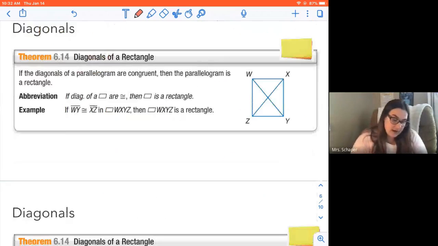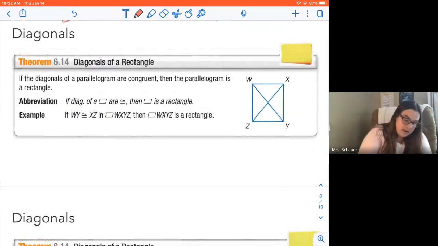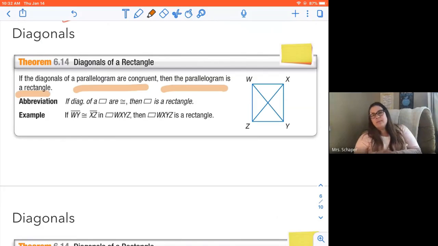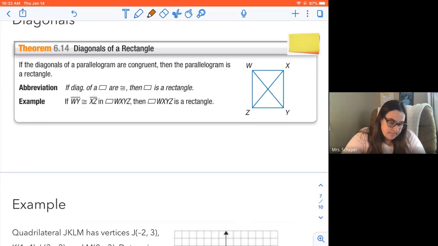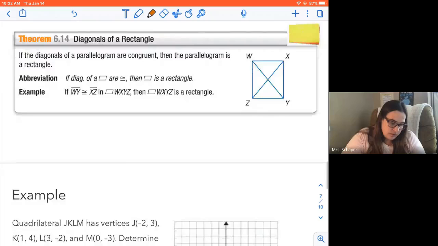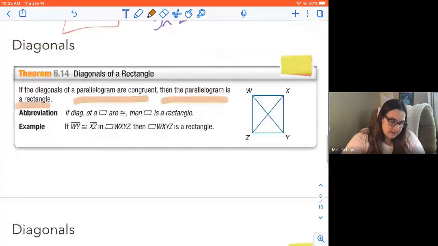The diagonals of a rectangle. If the diagonals of a parallelogram are congruent, then the parallelogram is a rectangle. So this is saying, okay, I know I have a parallelogram, and now I find out that my diagonals are congruent. Then I can say for sure that it's a rectangle. Again, diagonals are only congruent in rectangles, not in all parallelograms. Something to keep in mind. And that one is repeated twice. All right, let's go on to the next one.